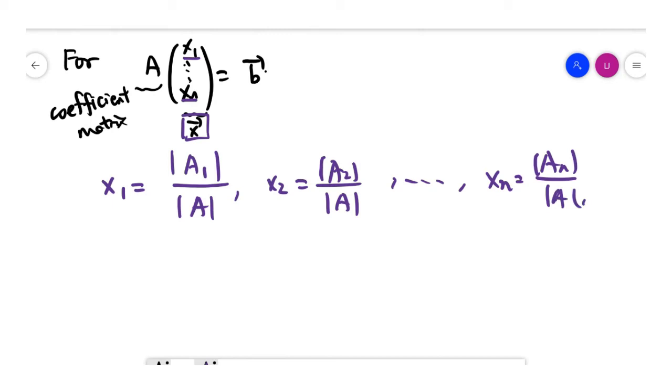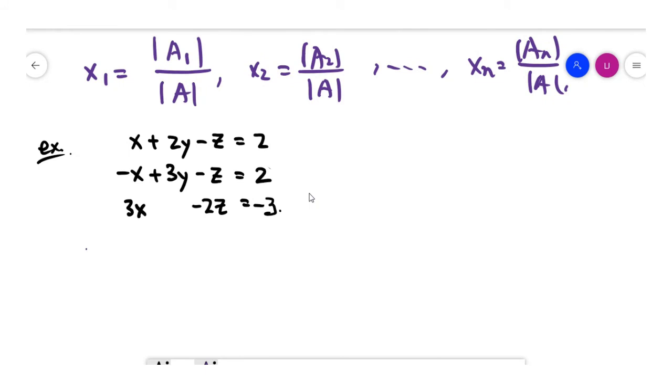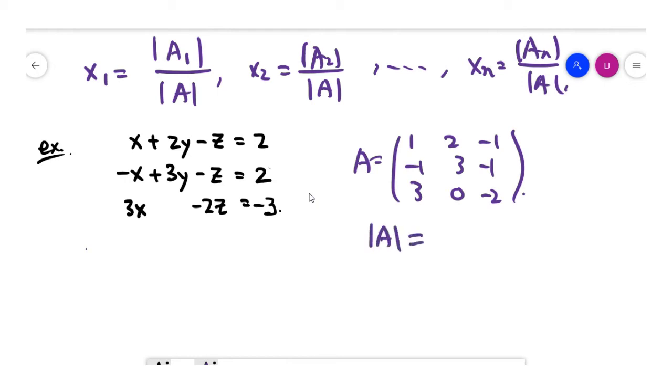And let's do a problem here. So please look at the current system. It is a 3 by 3 case for the coefficient matrix. And I can write down the coefficient matrix first, like this. And now you have to find the determinant of A, and I trust that you're able to do it. Let me write it down here. So the determinant is -7.